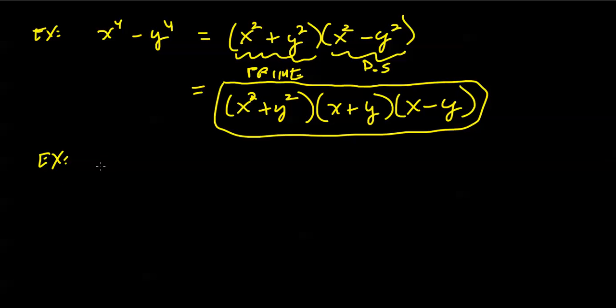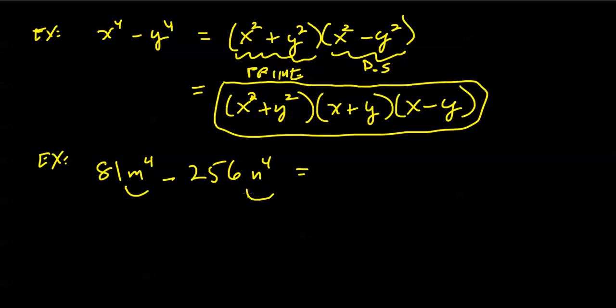Another. 81m to the fourth power minus 256n to the fourth power. Now I get a little nervous. 256, got a lot of possibilities. At first I thought I could factor out a GCF, but 256 is not a multiple of 81. Well, what I can do is recognize, well, certainly m to the fourth is a second power of m squared.